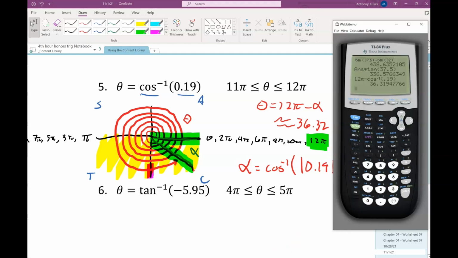And just to check this, I'm going to make sure that when I plug that in for cosine, I get 0.19, which I do. And then I want to make sure that number is bigger than 11 pi, which it is, but still less than 12 pi, which it also is. So we're quite convinced that we have the correct answer. Does that feel okay? Yeah.